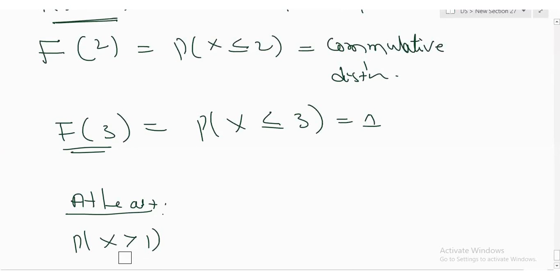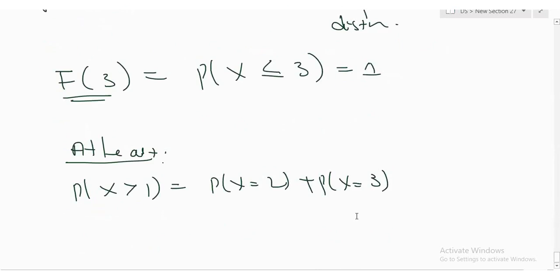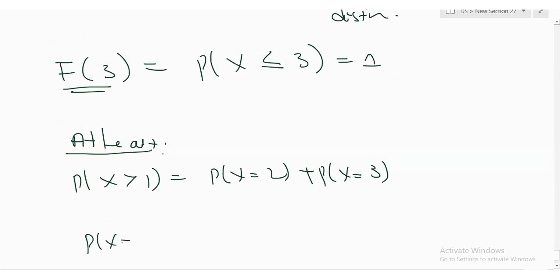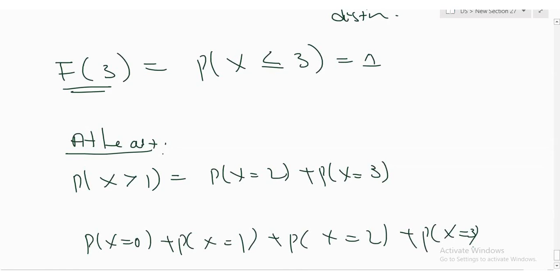If I don't keep the equality here, what is the meaning of this? 2 and 3 heads only. Which is equivalent to probability of x equal to 2 plus probability of x equal to 3. We know probability of x equal to 0 plus probability of x equal to 1 plus probability of x equal to 2 plus probability of x equal to 3. How much is this? If I add all the probabilities, 1.